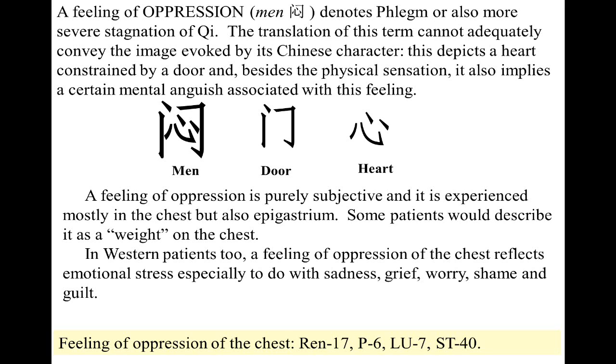And what does the feeling of oppression mean? It usually means phlegm. It may also be severe qi stagnation, but usually phlegm or also both together. So that's the second digestive symptom I wanted to describe, and those are possible points that could be used. And I'm going to say a few things about stomach 40 a bit later.